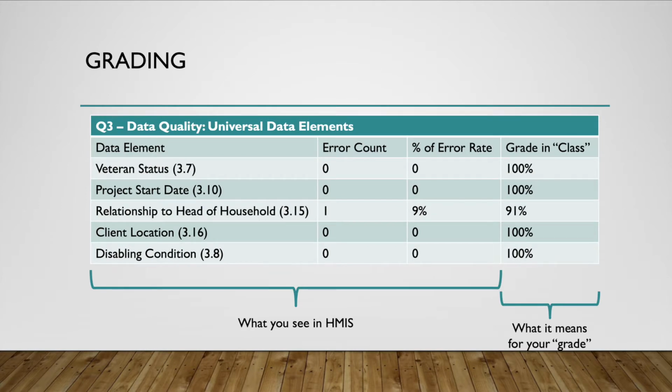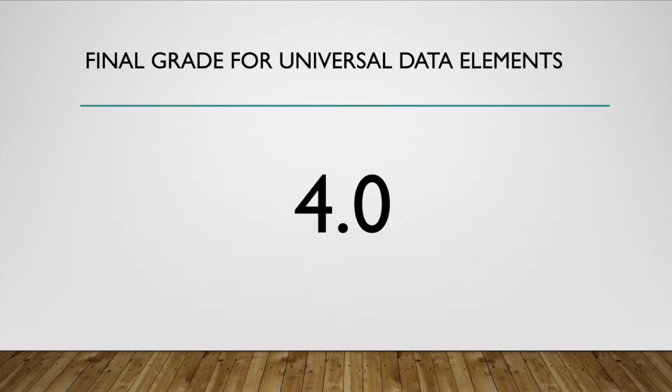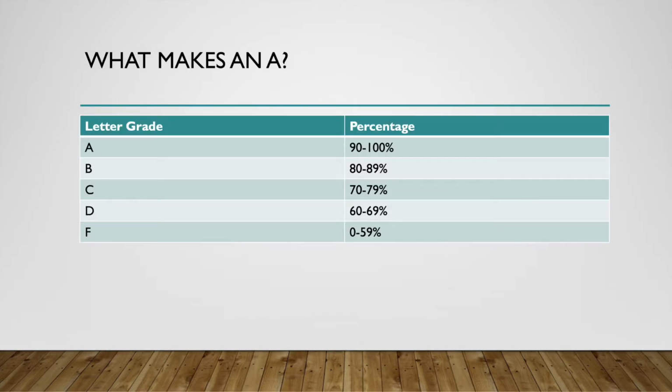For the grading right now, we will be treating each question group as a class, and the errors as a grade in said class. For example, with Q3 Universal Data Elements, each element is a, quote, grade in the class. If the relationship to the head of household has a 9% error rate and everything else is perfect, that would be a 91% in that data question set, giving you an A and giving you 4 points for that specific question set. Then we would assign the points to the rest of the question sets and give you your final grade per project. For the error rates, anywhere from 90 to 100 is an A, 80 to 89 is a B, and so on and so forth. If you're a shelter, don't worry, we will still be adding that 25% to your shelter destinations.